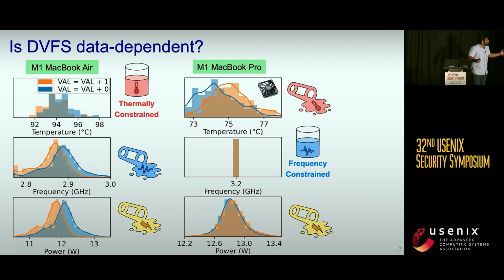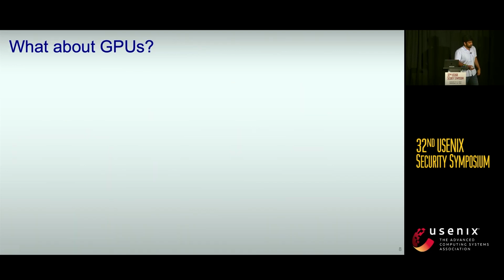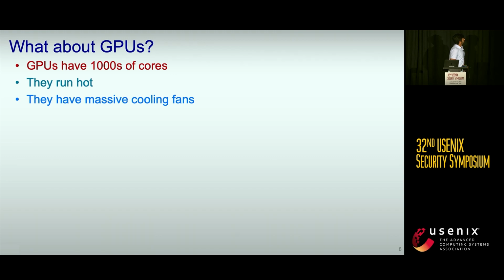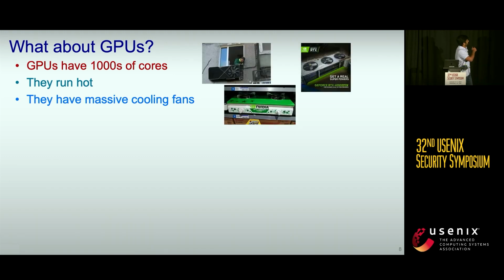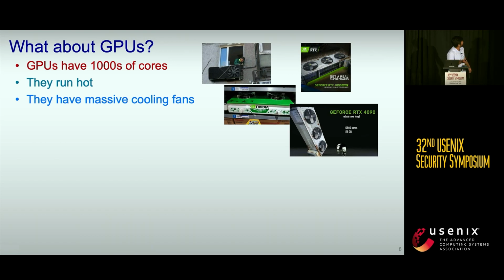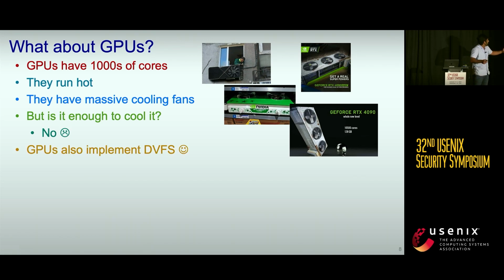So CPUs are not the only device that compute on secret data. We have GPUs. What about them? GPUs have thousands of cores. They run hot, and they have massive cooling fans and a lot of memes. So are these massive cooling fans enough to cool them? You guys might have guessed it. No, they're not. What do GPUs do? They implement something called DVFS.